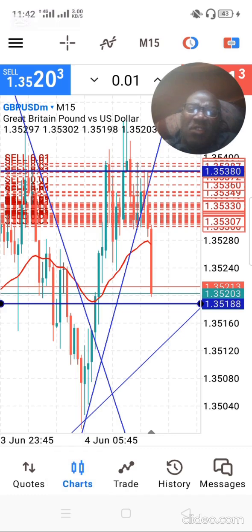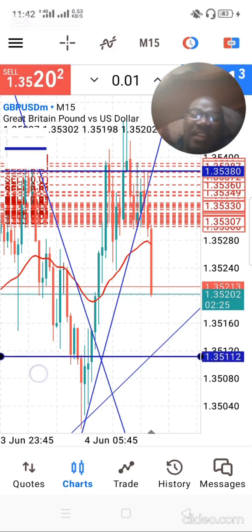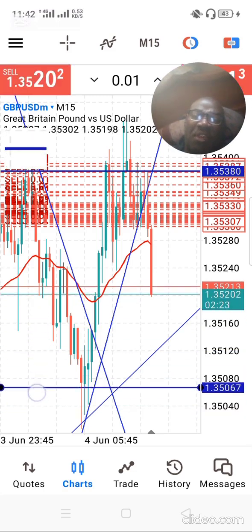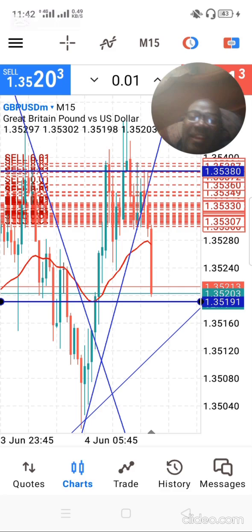Now, if we return back to the trade, it will get there. Why? I know it will get there. I know the price will come down, definitely, even to this level if you are patient enough. But me, I just want to take it right here. Once it gets to that level, it's okay for me.